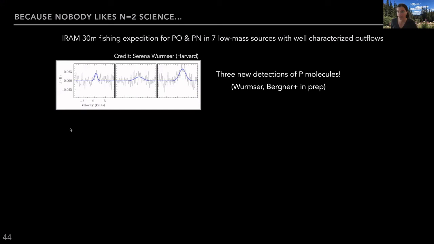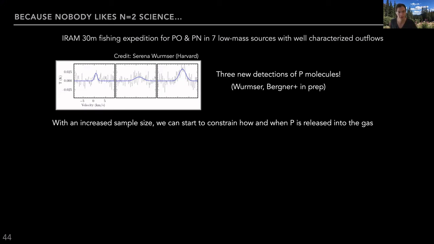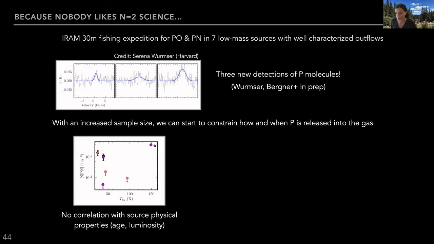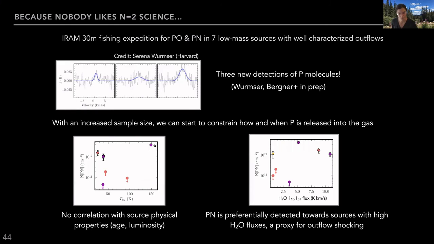And this is work that's being led by Serena Wormser, who's an undergrad at Harvard. So with this increased sample size, we can actually start to constrain how and when phosphorus is released into the gas. So far we found no correlation with any source physical property. We've looked at things like the age and luminosity, and you can see here, for example, that phosphorus is detected towards very young and very old sources. So there's no real trend here.